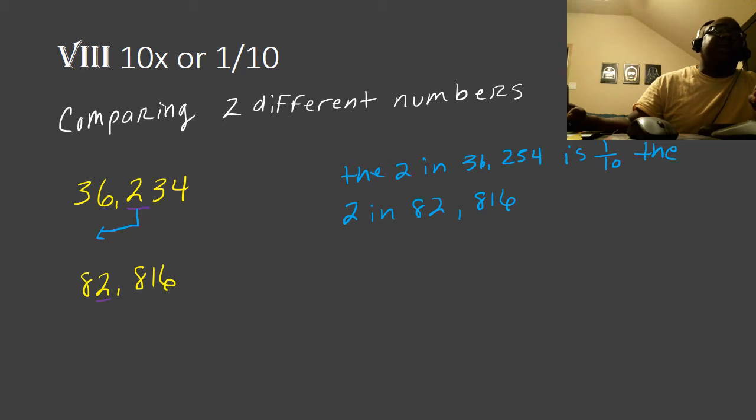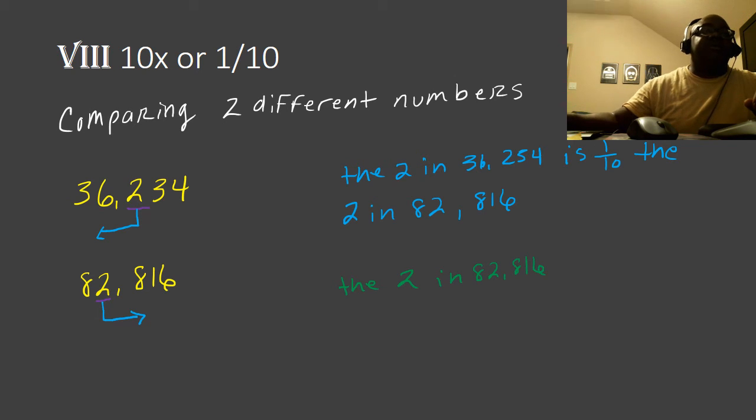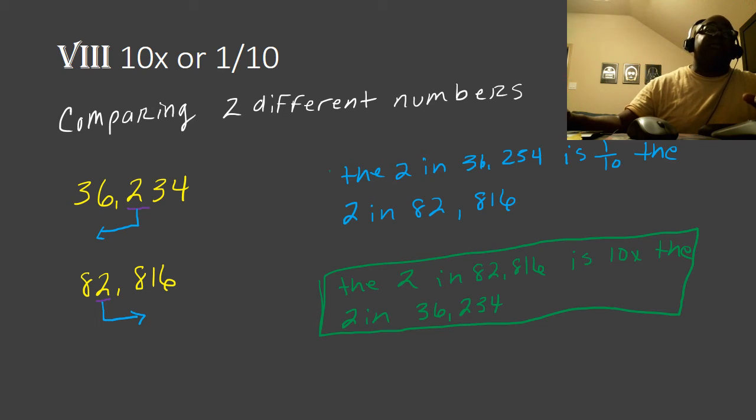Now, what if I wanted to go the opposite way, and go from the 2 in 82,816 and compare it to the 2 that's in 36,234? This time I'll be going from left to right. Since I'm going from left to right, I'm going to change the colors here because I've changed a little bit how we were comparing. So here I can say that the 2 in 82,816 is 10 times the 2 in 36,234. It's dependent on how they're asking you to compare from which digit to the next digit. I'm going to go ahead and box both of these.